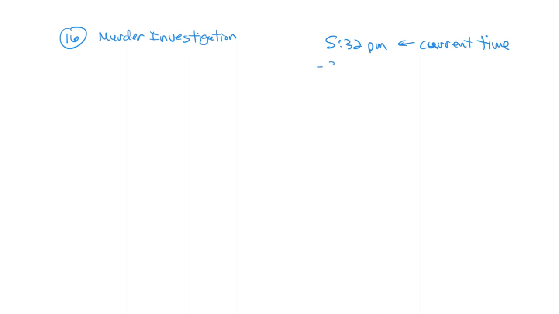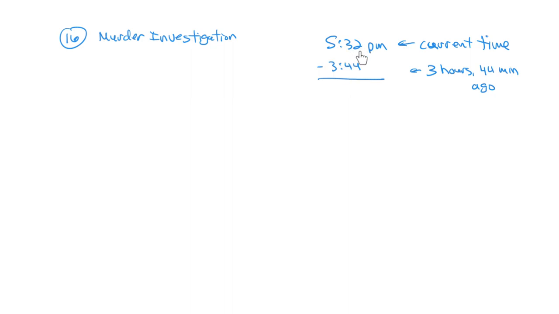So I'm going to subtract 3 hours and 44 minutes. We need to know what time that was. I just want to make sure we're okay with the borrowing that we're going to have to do. When we're subtracting, this over here is minutes, right? There's 60 minutes in every hour.